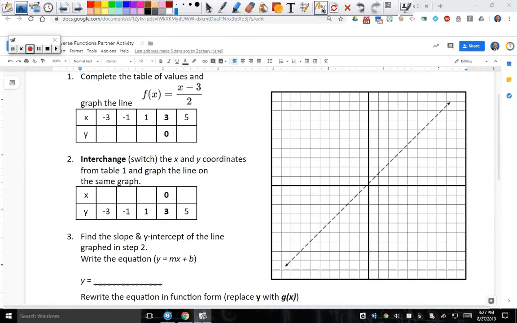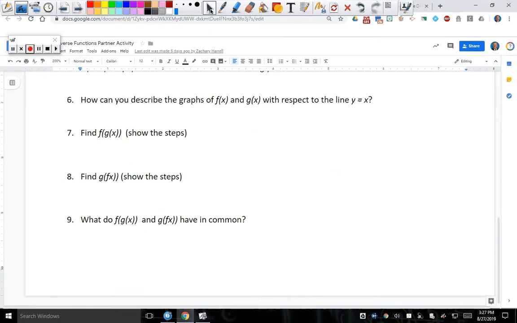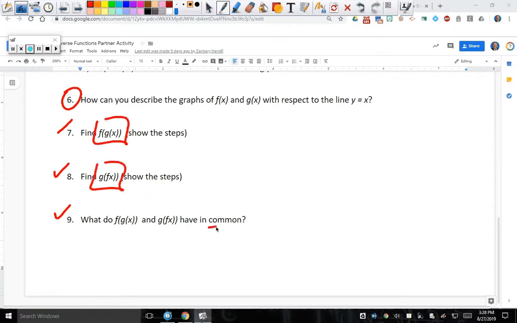Now, we just did the graph, and you guys did very, very well. We're now going to go to the algebra part, okay? Here we go. First of all, number 7, number 8, number 9, we're going to look at this composition and see what's going on. Okay? Let's look at what our functions are.